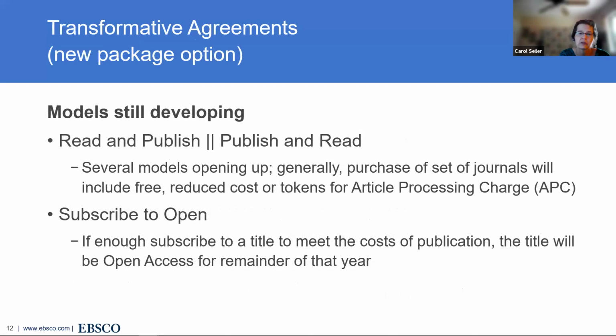With read and publish and publish and read, there's slight differences, but basically what you're doing is you're getting a package of titles, and the publisher is giving you free, reduced, or tokens for article processing charges. Oh my God, Carol, what is this new thing you're adding in, article processing charge? What? APC?